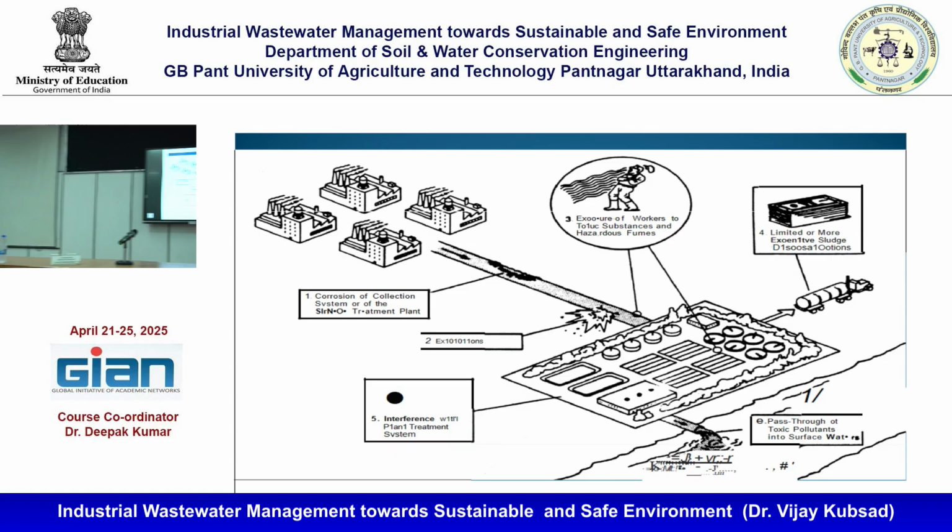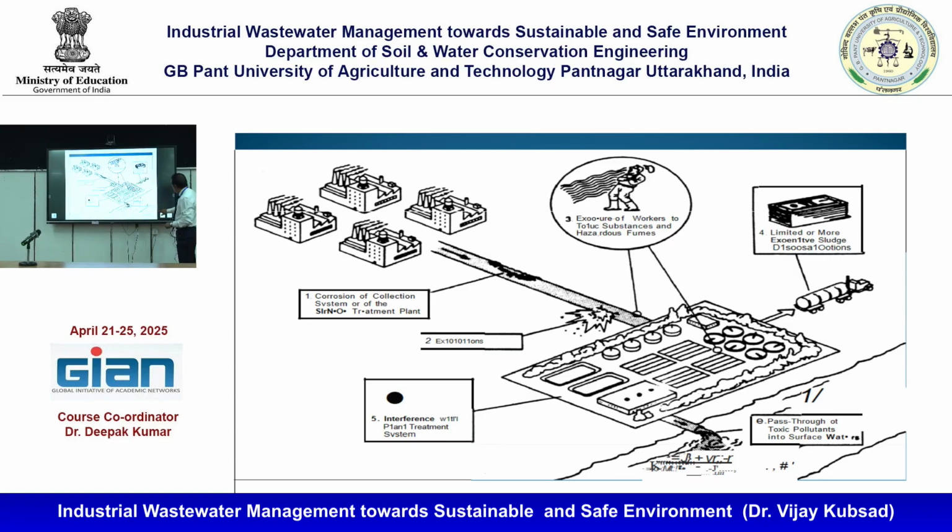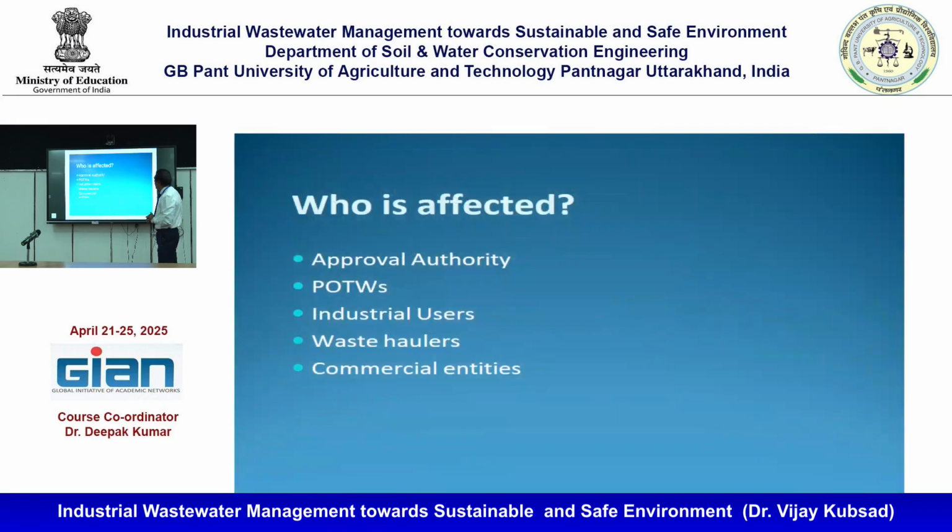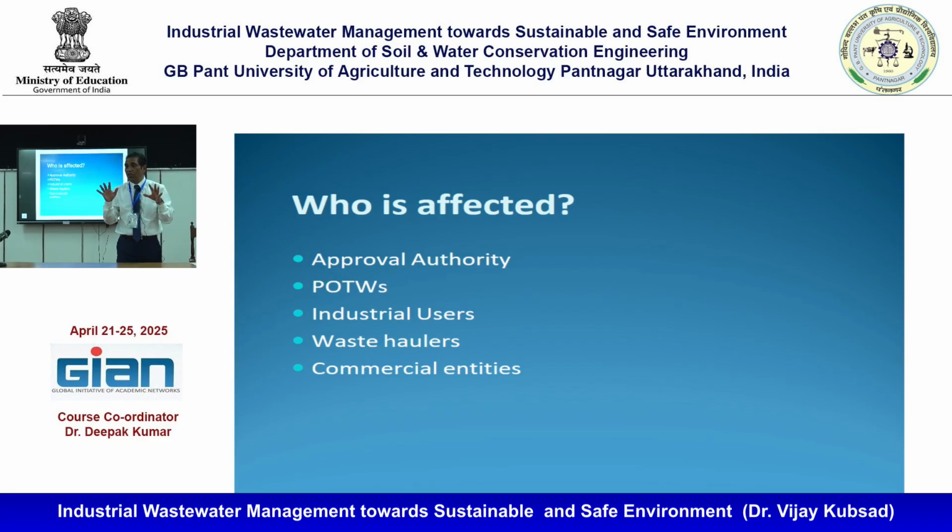So this is the system, and it is important to protect that. Who is affected in this whole system? Approval authority, POTW, industrial users, waste haulers, and commercial entities. If the wastewater contains contaminants or toxics, then all these stakeholders will be affected, right?